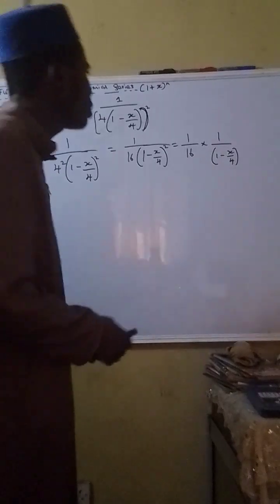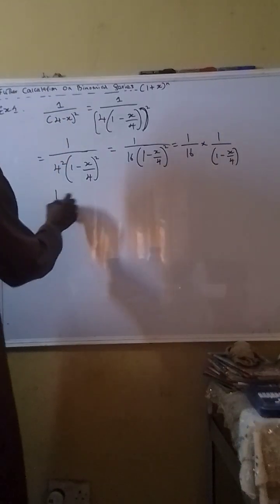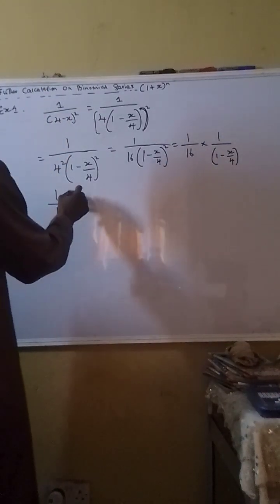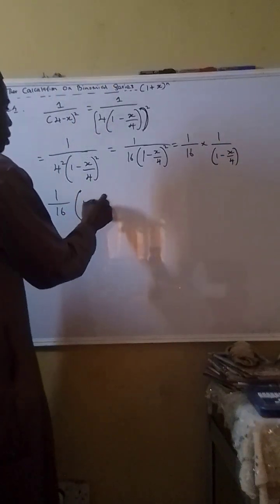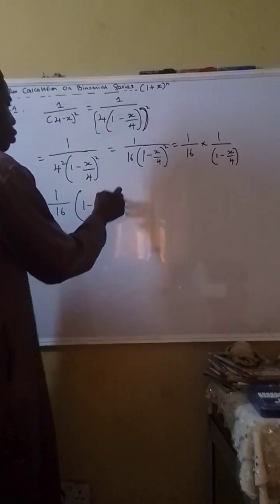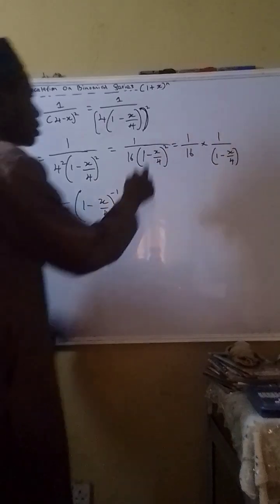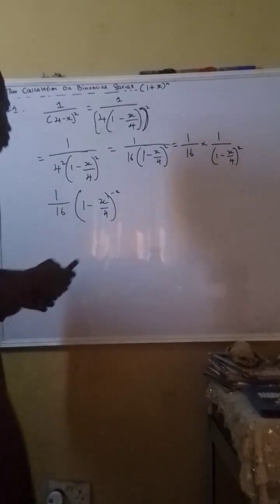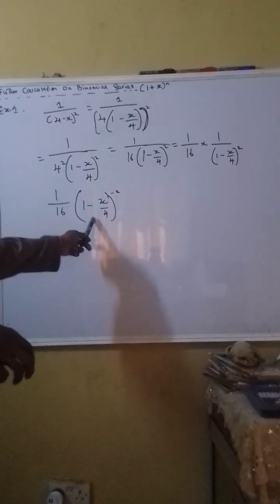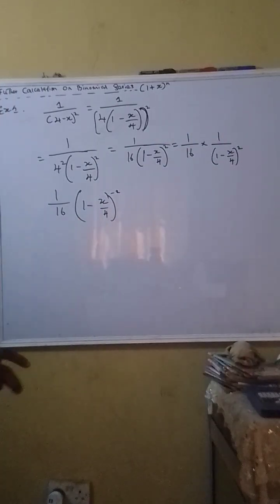Now before that, you know this will be equals to 1 over 16, then into bracket, don't forget, I can use indices law, 1 minus x over 4 raised to power negative 2, sorry, raised to power 2, don't forget. So this will be equals to negative 2. Are you with me? So this is what our problem is. This is what we want to expand.